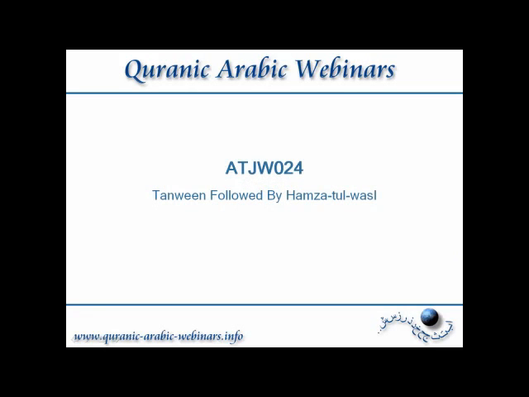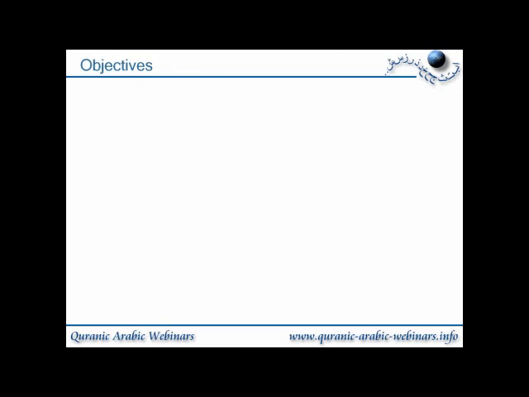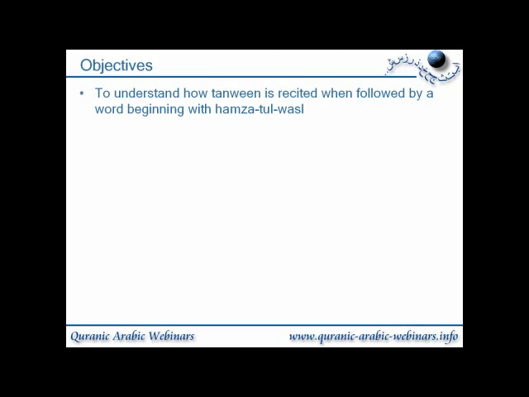Welcome to Quranic Arabic webinars. This is a lesson about Tanween followed by Hamzatul Wasl. Objectives: to understand how Tanween is recited when followed by a word beginning with Hamzatul Wasl. To see how this is written in the Uthmani and the Majidi scripts.